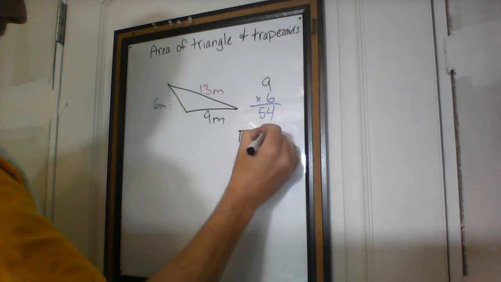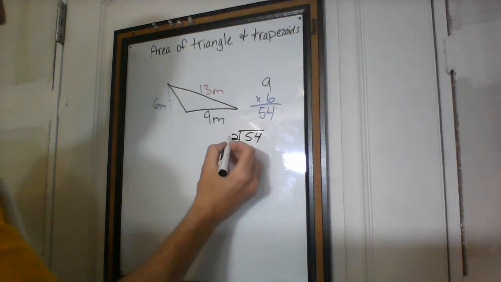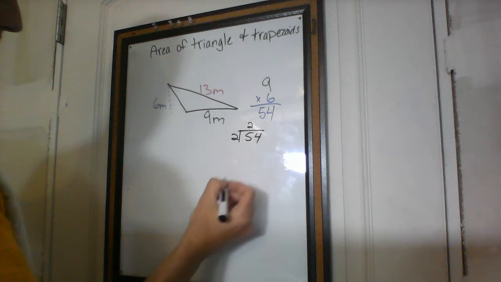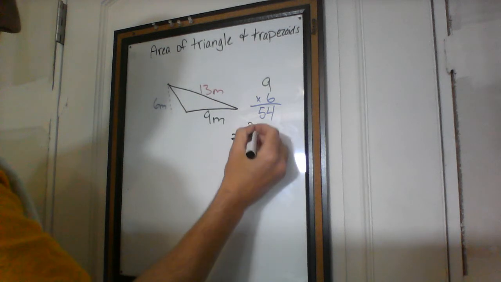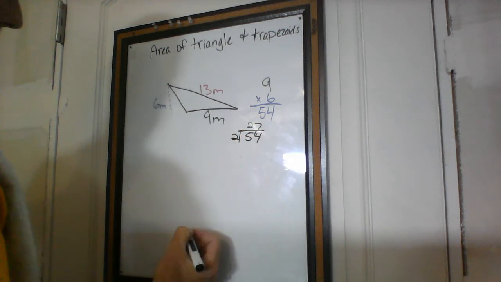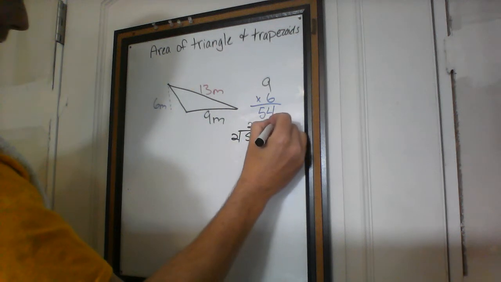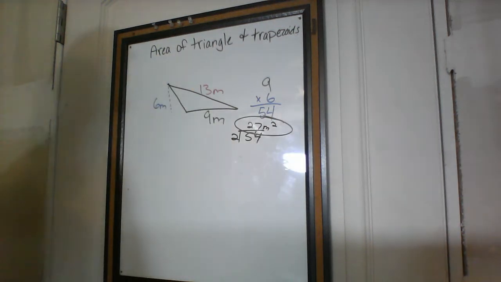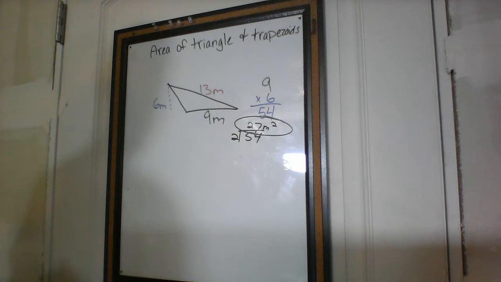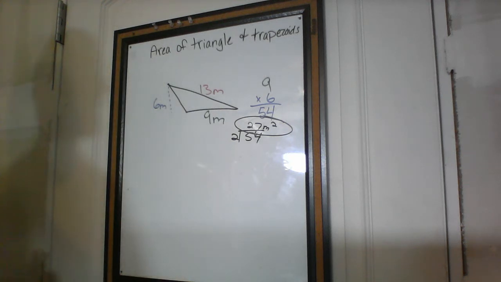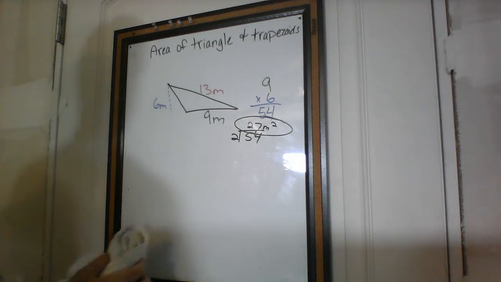54 divided by 2. 2 goes into 5 2 times, so you got 1 left. 2 goes into 14 7 times, so you have 27 meters squared. Hope you got the correct answer on that one. If not, I'm going to guess you forgot to divide by 2. That'd probably be the only thing that you forgot.